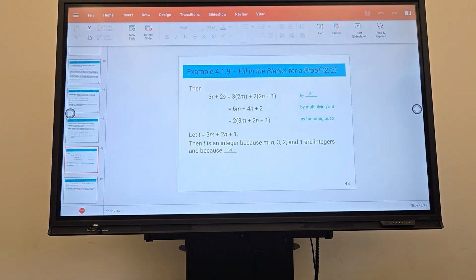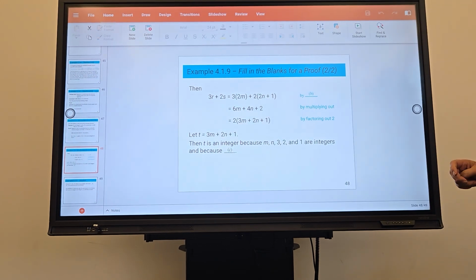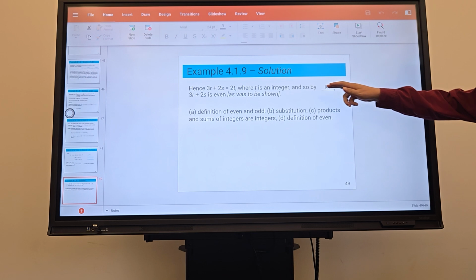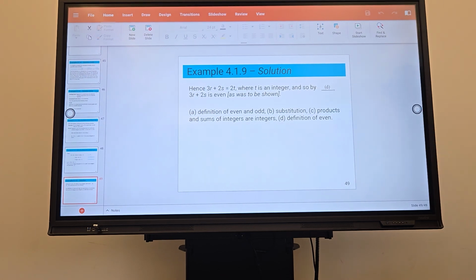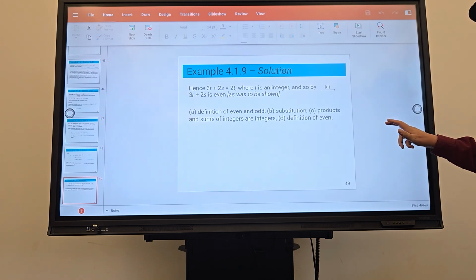And then T is an integer because M, N, 3, 2, and 1 are all integers, by the, what is it called, the products of and sums of integers are integers. And then finally, 3R plus 2S equals 2T, where T is an integer, so by the definition of even, 3R plus 2S is even.